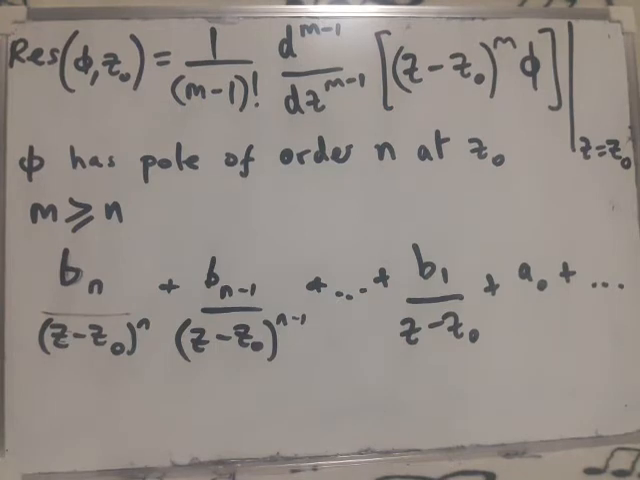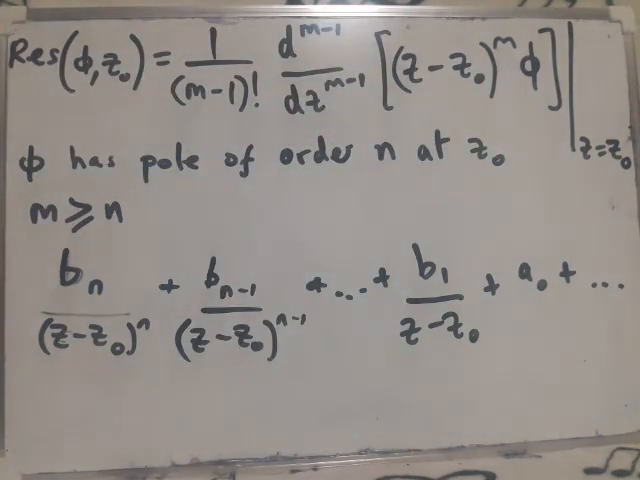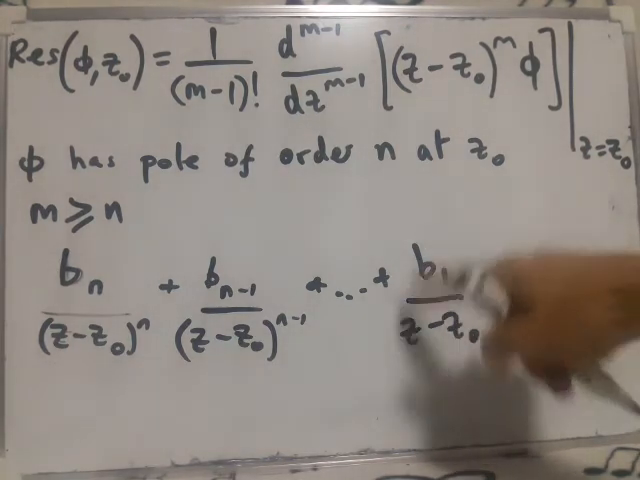So to prove it, we start off again with the Laurent series for phi. Remember, this has a pole of order n, so the Laurent series starts here. Then we multiply by (z minus z naught)^m and see what happens when we differentiate m minus 1 times. So let's just concentrate on this term here first of all.